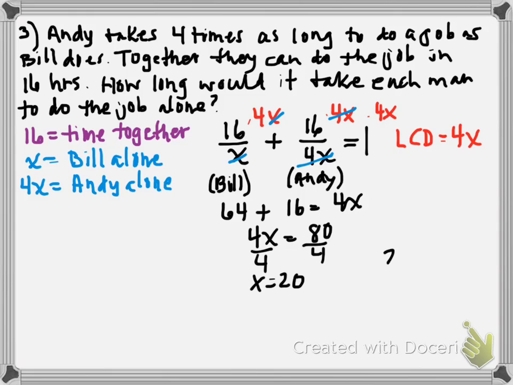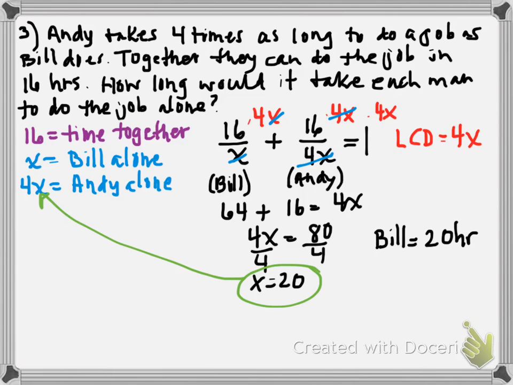So what that says is that, well, let's do it this way. x represents Bill's time alone. So Bill would equal a 20-hour job. He could get the job done completely by himself in 20 hours. Andy, on the other hand, holy smokes, would take 80 hours. We're kind of joking in class that Andy's not the guy you want on your team.